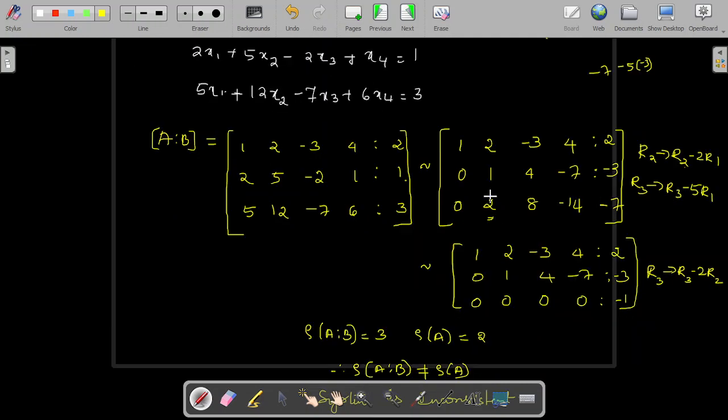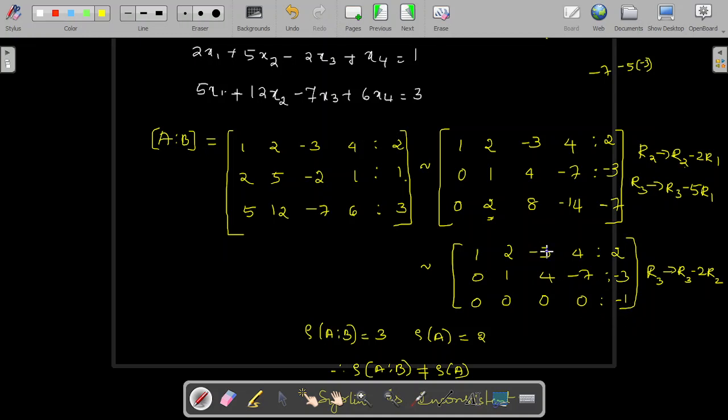Now, once again, you have to reduce it to the echelon form. This is the first non-zero entry of the second row. The element below the first non-zero entry should be made 0. So, R3 changes to R3 minus 2 into R2. So, 2 minus 2, 0, 8 minus 8, 0, minus 14 minus minus, so plus 14 equal to 0, minus 7, minus 7 plus 6, minus 1.